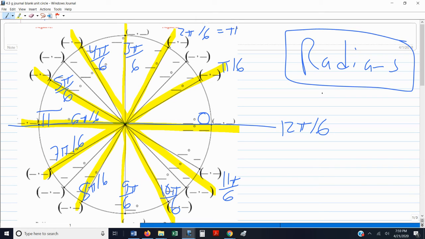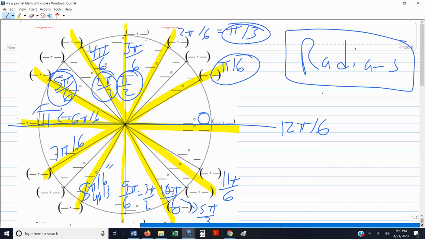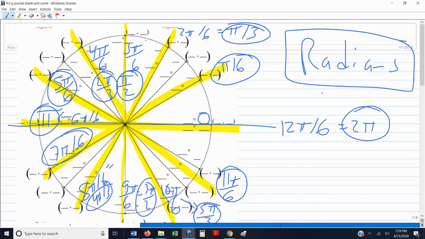And then quickly reducing, we have pi over 3, we have pi over 2, we have 2 pi over 3, 6 pi over 6 is pi, 8 pi over 6 is 4 pi over 3, 9 pi over 6 is 3 pi over 2, and 10 pi over 6 is 5 pi over 3. So I'm going to just circle those. 4 pi over 3, etc. And 12 pi over 6, I forgot that one, is 2 pi. So that is going around, I always call that going around by 6s.